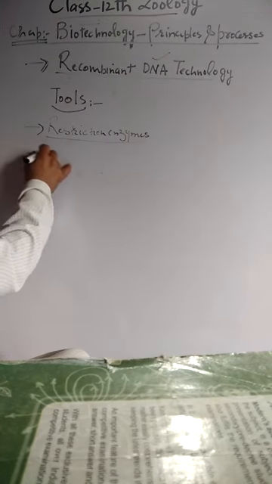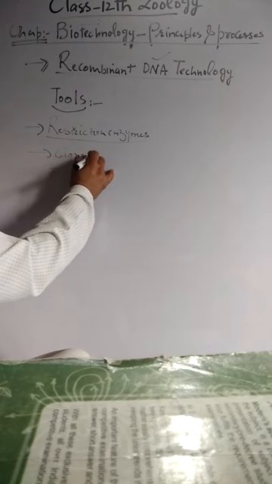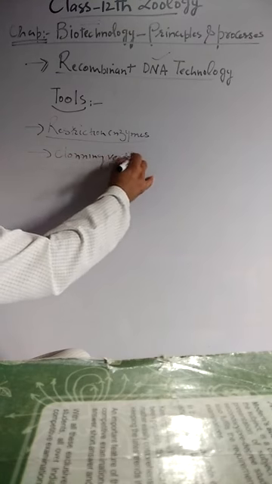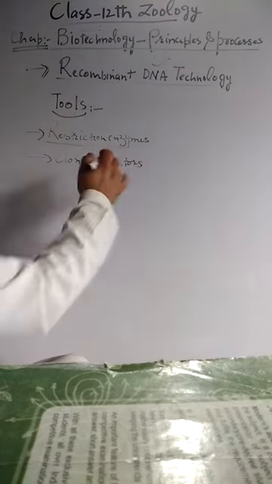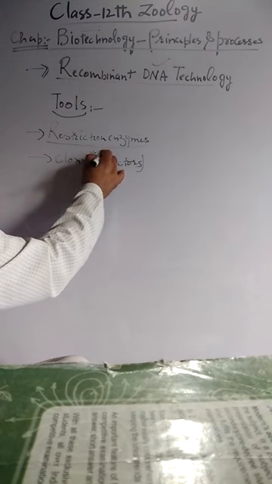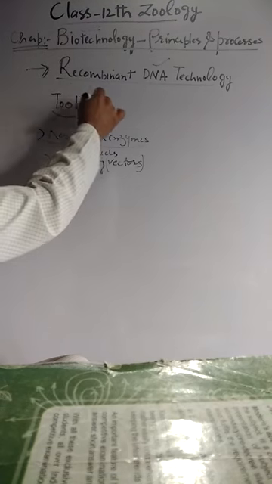The second includes the cloning vehicles, or vectors. Cloning vehicles, what we call the vectors. These are the second important tools. One more thing is there. These cloning vehicles are of various types, which are used for the recombinant DNA technology. So far, these are the tools.